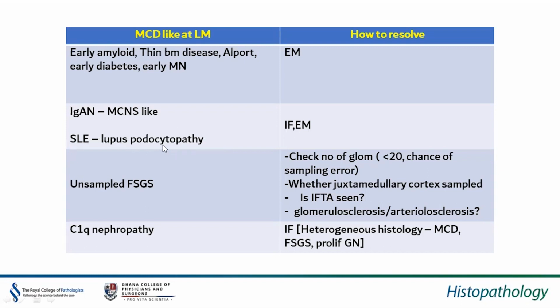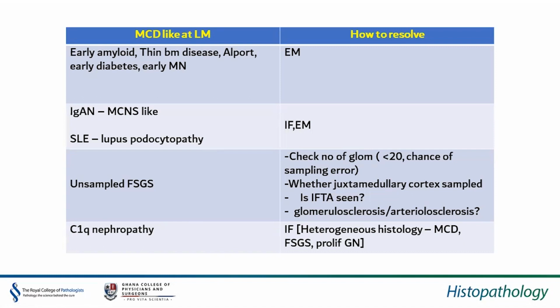For lupus podocytopathy, the patient should be a diagnosed case of lupus nephritis. It should have satisfied the ACR criteria for diagnosis of lupus. And then if you do not find any staining on immunofluorescence and you find extensive diffuse foot process effacement on electron microscopy, then you're probably dealing with a lupus podocytopathy.